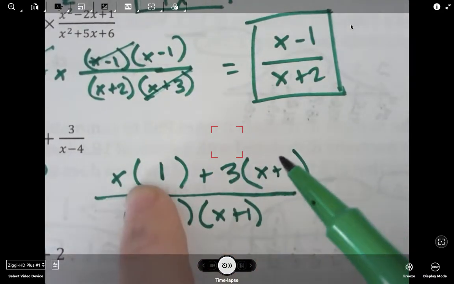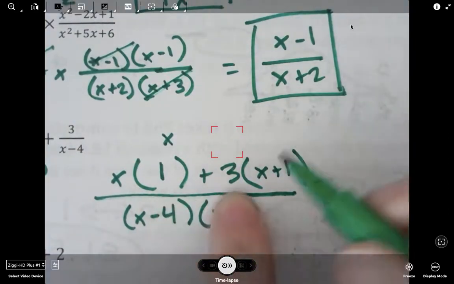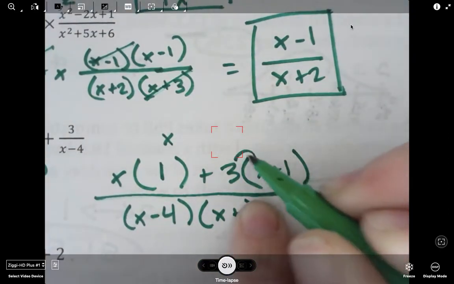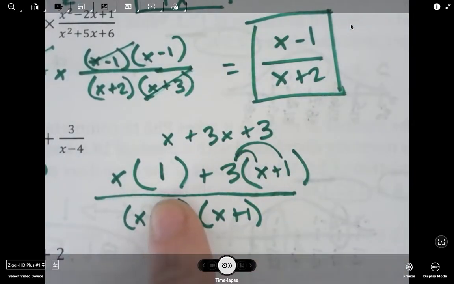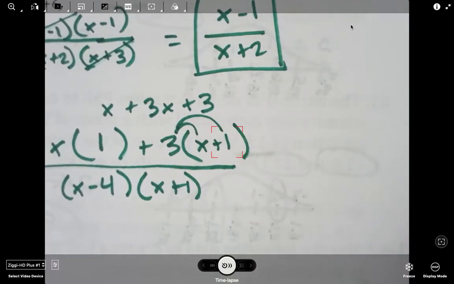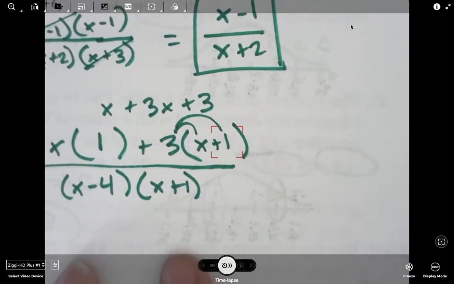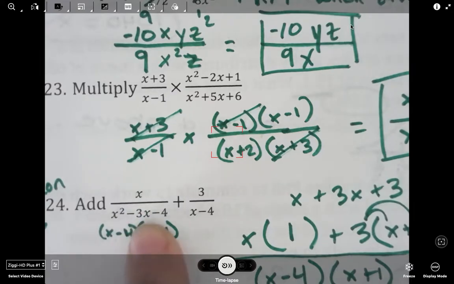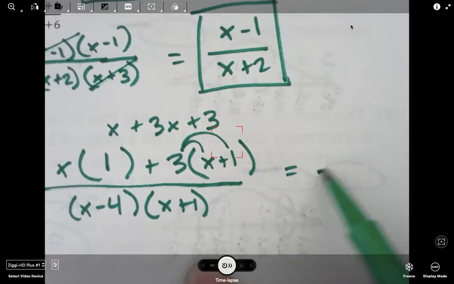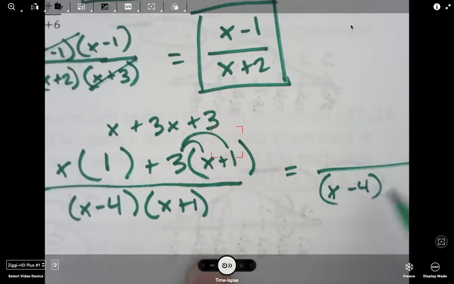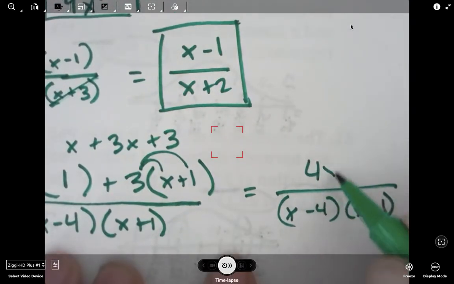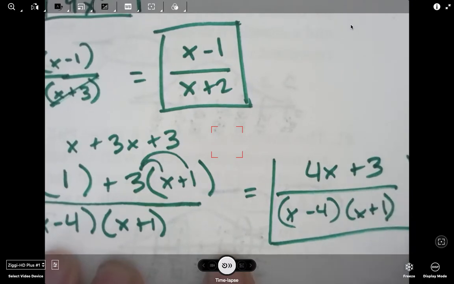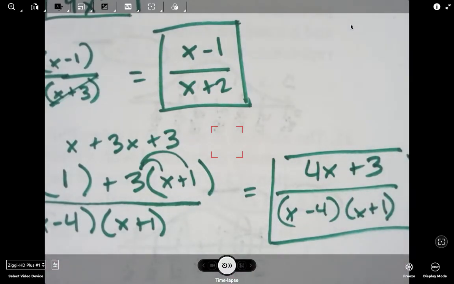Okay, let's do the top. So x times 1 is just x, right? 3 times x plus 1. Make sure you distribute, right? Is 3x plus 3, right? That's what that top part is. The bottom part, don't try to multiply that back through, okay? Even though it's technically this thing right here. Just leave it as x minus 4, x plus 1. Okay, and the top, simplify that if you can. 4x plus 3.